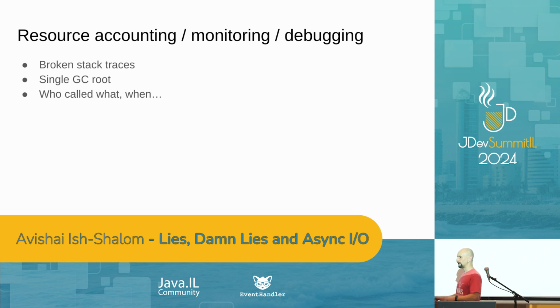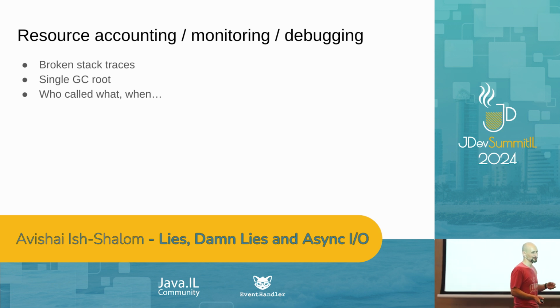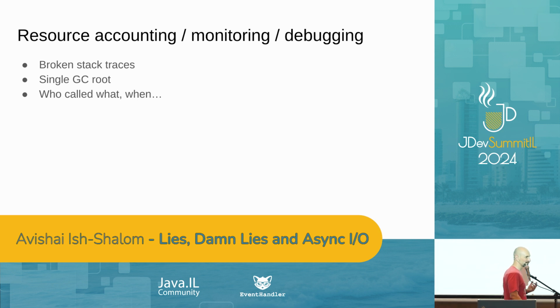You get the point. Who called what when is very easy to do with threads. How do we do this with async? Very hard. Why? Because if you look at the stack trace of an asynchronous framework, everything is broken, like the stack is broken, and it all starts from the event loop. Okay? So not easy to do.